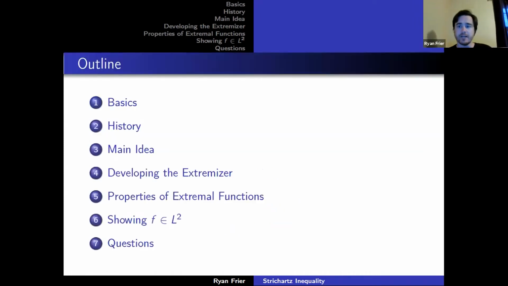So here's the outline of everything. We're going to go through the basics. We'll talk about the basic ideas that are needed to discuss this. I'll go through the history of the problem, who's done what, who's studied it. I'll give the main idea that we want to show. There's two main ideas that we want to show. I will develop the extremizer to Strichartz inequality. I'll give some properties of these extremal functions. And then using those properties of the extremal functions, I'm going to show that extremal functions are actually L2 functions. And then we'll have time for some questions afterwards.